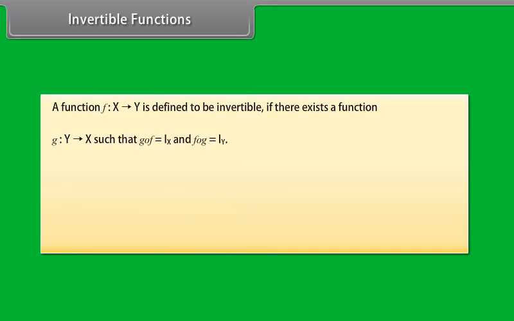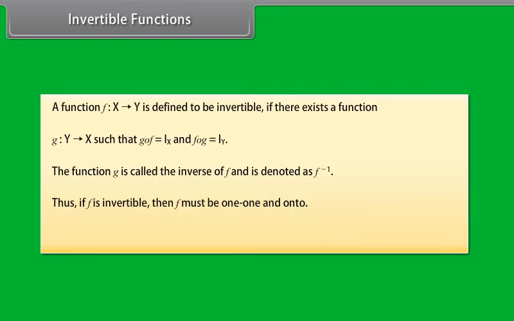Invertible functions. A function f from X to Y is defined to be invertible if there exists a function g from Y to X such that g o f is equal to I_X and f o g is equal to I_Y. The function g is called the inverse of f and is denoted as given. Thus, if f is invertible, then f must be 1-1 and onto. Conversely, if f is 1-1 and onto, then f must be invertible.